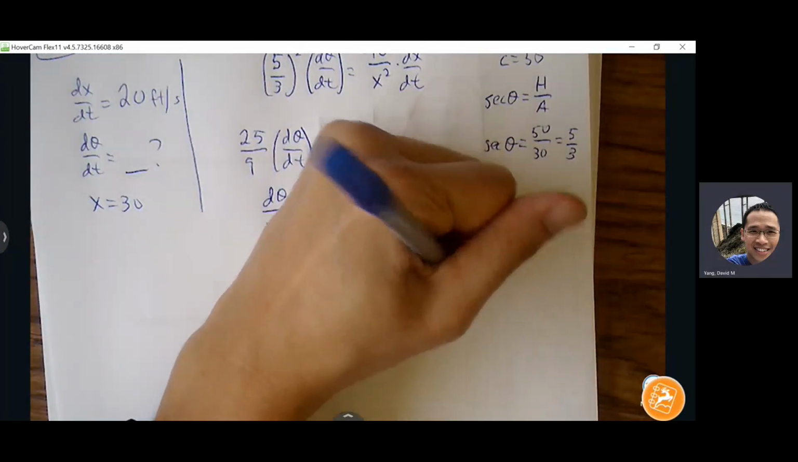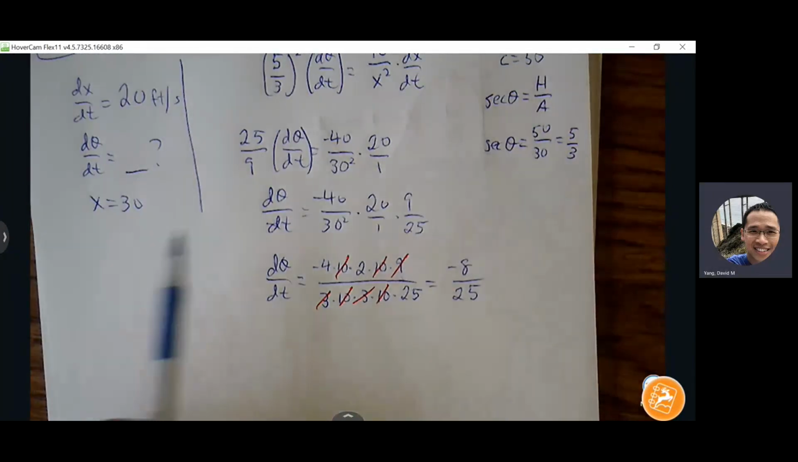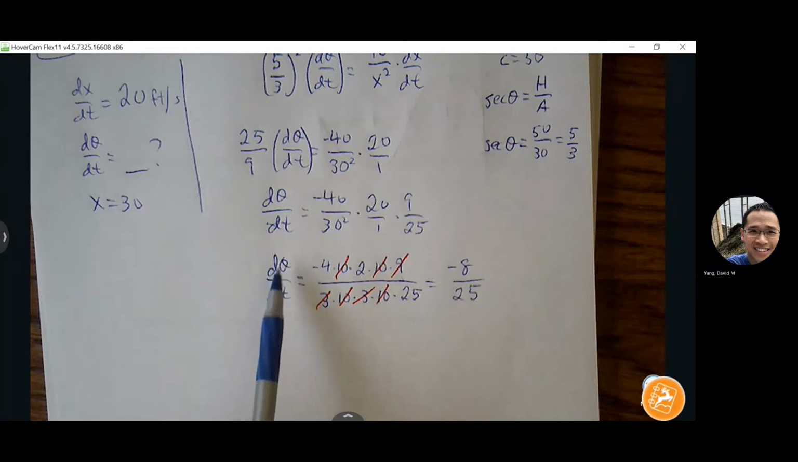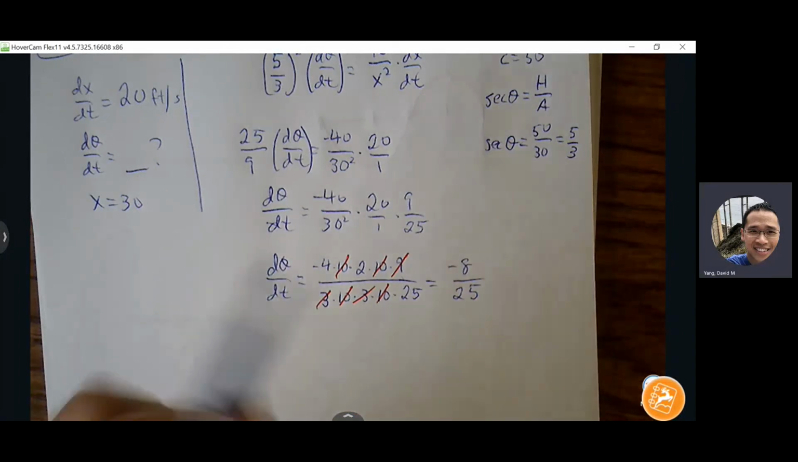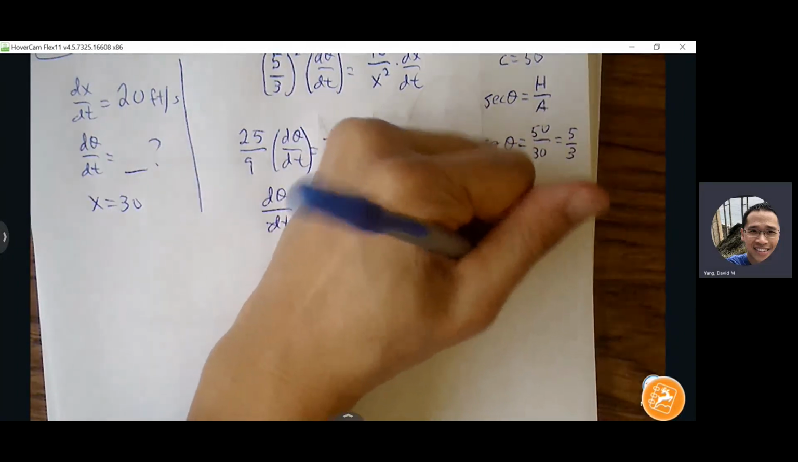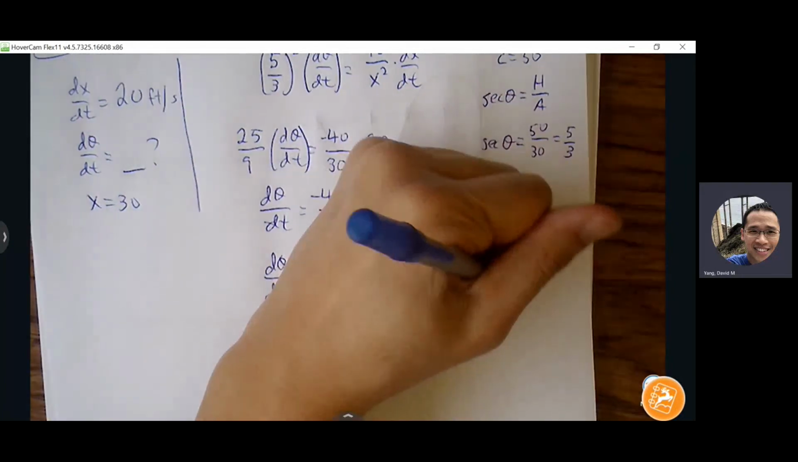Denominator is 25. Okay. And what's our unit of measure? Good. Theta is always radians, never degrees. And then time component is seconds.